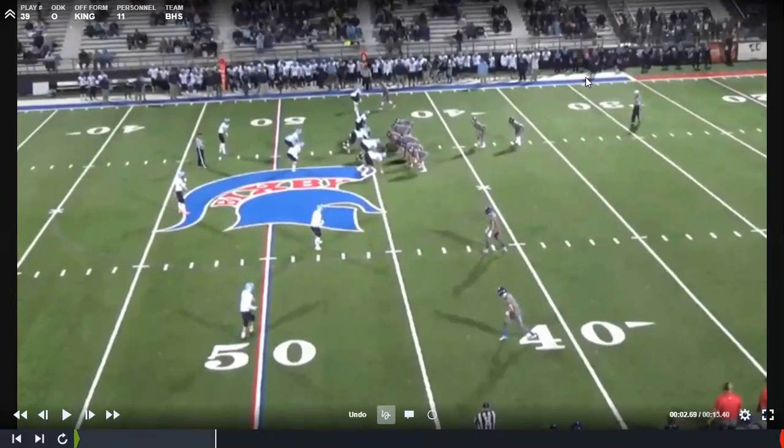Moving on to 11 personnel, we have now brought a tight end into the game. So again, there's 1 back in the backfield and 1 tight end in the game. What you see on the screen is called king. It's a 3-by-1 look, similar to trips, but now your number 3 receiver, instead of being split from the line of scrimmage, is going to be attached right next to the tackle in the tight end position.